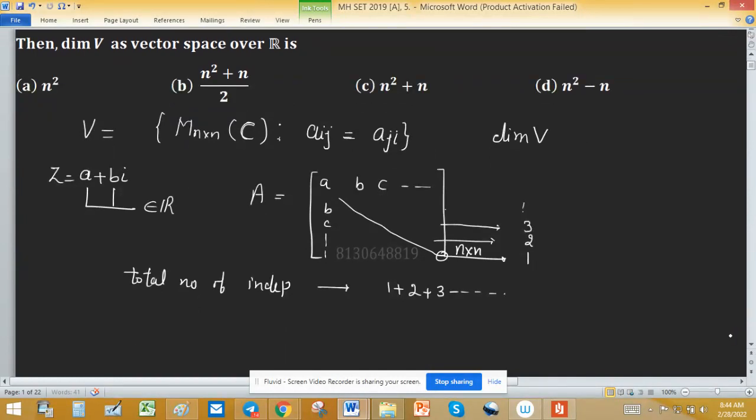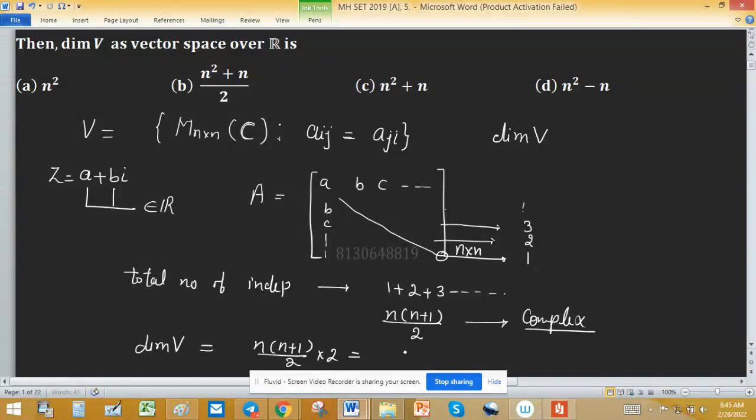This is nothing but the sum of the first n natural numbers, which can be found with the help of the formula n into n plus 1 divided by 2. But keep in mind, as I already told you, to write a complex number we are independent at two choices, and these are the total positions where we can put any complex number. But to write a complex number we are independent at two choices, so to find the dimension of V, we should multiply this quantity by 2.